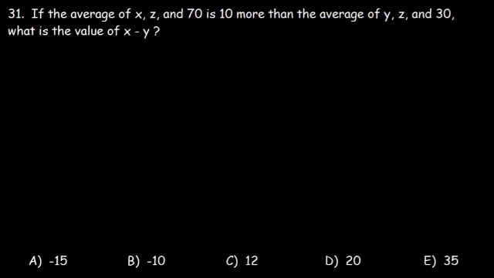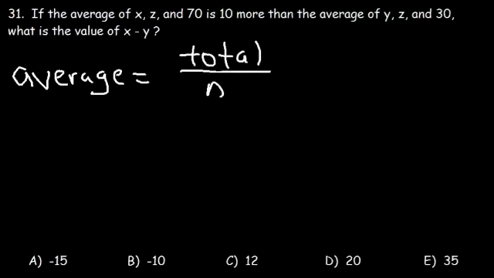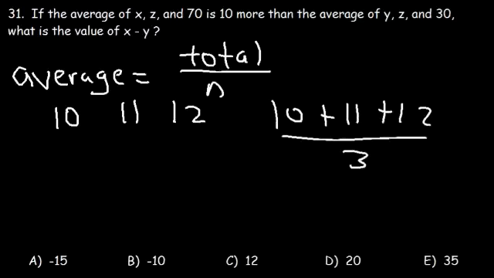31. If the average of x, z, and 70 is 10 more than the average of y, z, and 30, what is the value of x minus y? The equation for the average is the total value divided by the number of values. Let's say we have three numbers, 10, 11, and 12. These numbers are consecutive, and to find the average, it would be 10 plus 11 plus 12 divided by 3, which is equal to the number in the middle, 11. So that's how you find the average of a number.